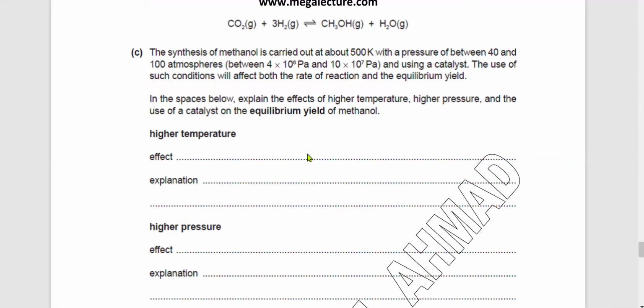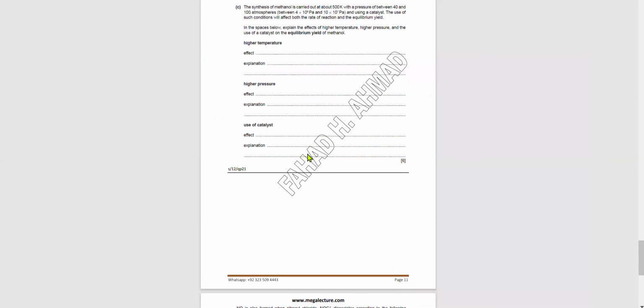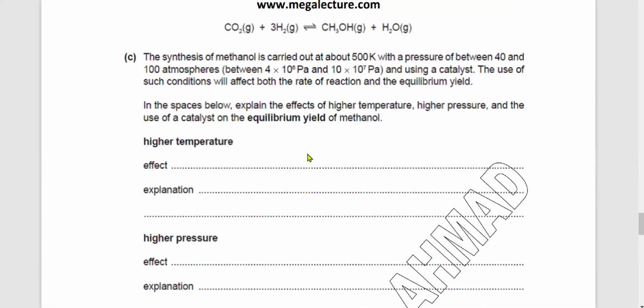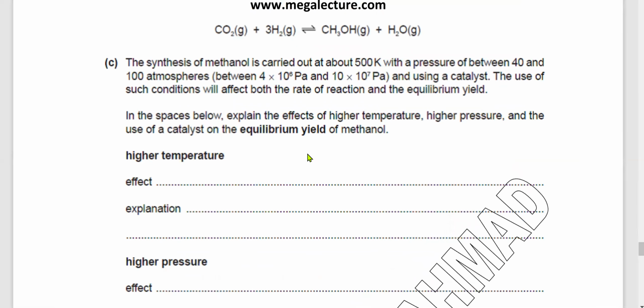Let's have this question now. Take this one. He's saying that this reaction, the synthesis of methanol, is carried out at about 500 Kelvin with a pressure between 40 and 100 atmospheres, and using a catalyst. The use of such conditions will affect both the rate and the equilibrium yield. In the space below, explain the effects of higher temperature, higher pressure, and use of catalyst on the equilibrium yield of methanol.